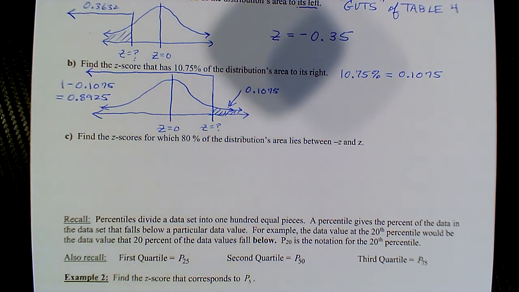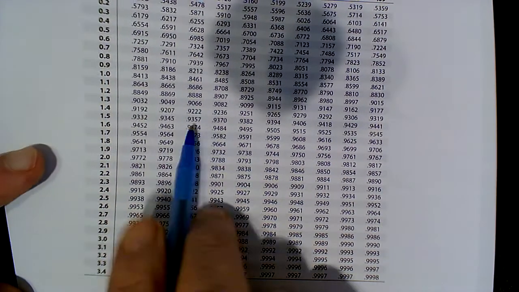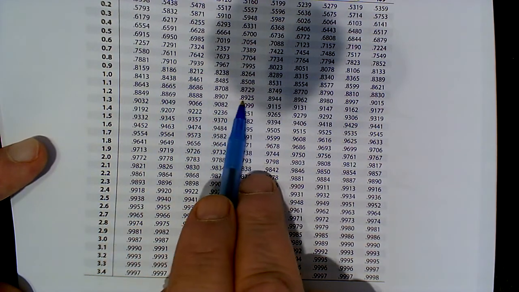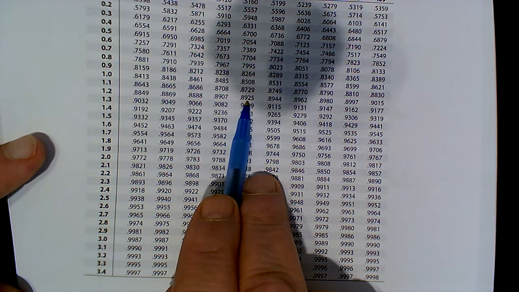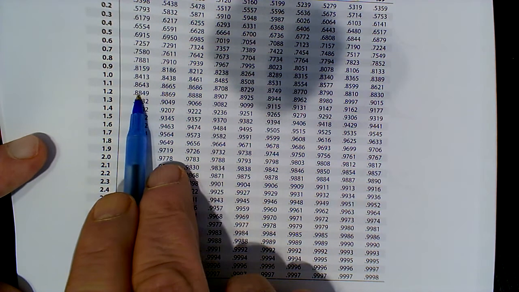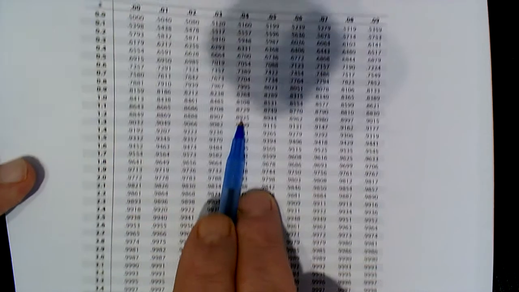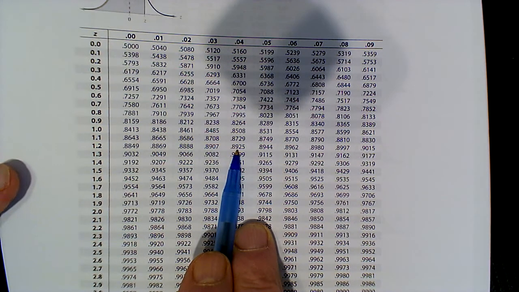So now I know I'm dealing with a positive z-score. So I use the positive end of the table, and looking for 8925, and it's an exact value again. So this corresponds to 1.2 as the row, and the column looks like 0.04, so 1.24.